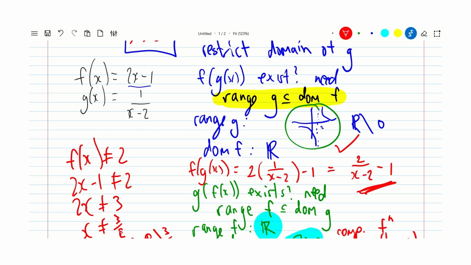But as it stands, without that restriction, the composite function does not exist, and so we can't go any further. Hope that makes sense.